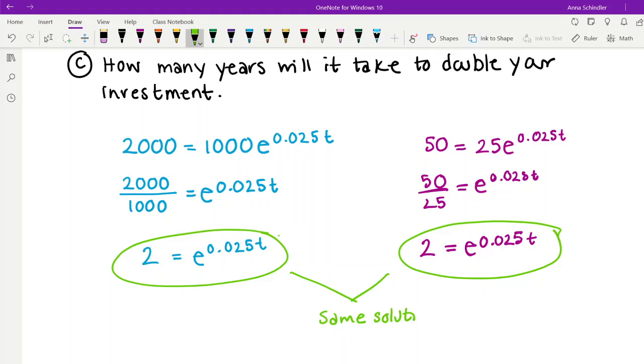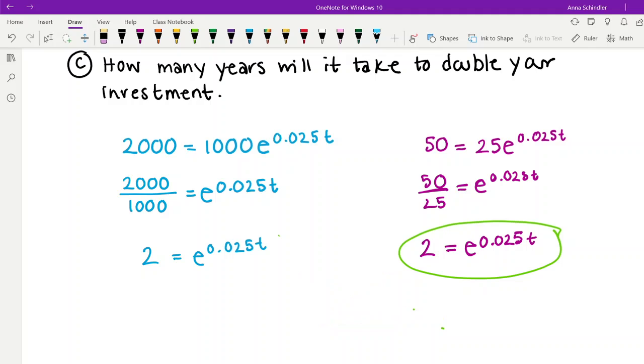So one thing that's kind of interesting to know about exponential functions, and specifically exponential growth or decay, is that it doesn't actually matter how much you started with at the beginning. If you're trying to figure out how long it will take to get double or half an amount, it's going to take the same amount of time regardless of how much you started with. So kind of an interesting fact to know.